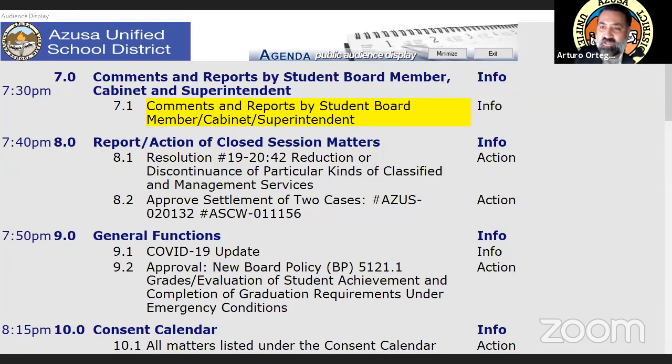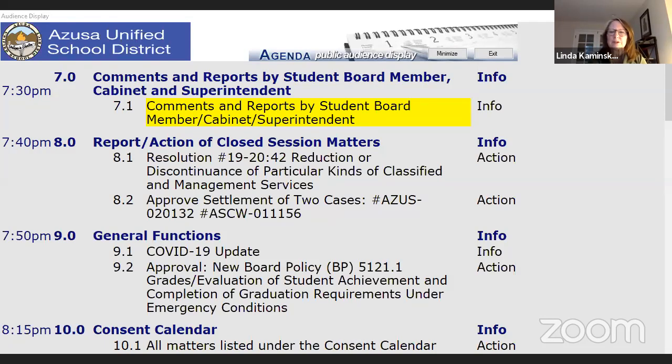I also want to echo Mr. Greer's comments. I too have been in a lot of cross-district meetings recently, and to see Azusa leading the way in a lot of different aspects has been a testament to the people who live in this community and who work in this community together and lead the community. So I just want to be appreciative of that. And I would like to join the chorus of appreciation and thanks for who these people are in Azusa that make this district such a wonderful place.